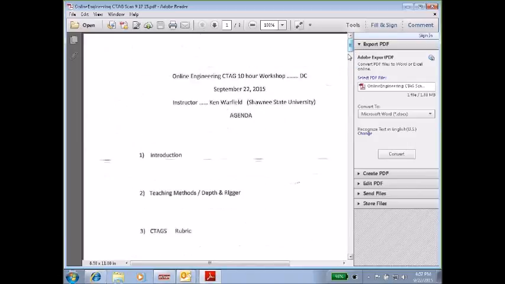Okay, that completes what I had prepared as far as a lecture. I wanted to give you an insight of what I would expect students to be able to do. I want to spend some more time now discussing the rubric. I assume that you're all familiar with the TAG rubric. We want to talk about that a little bit.